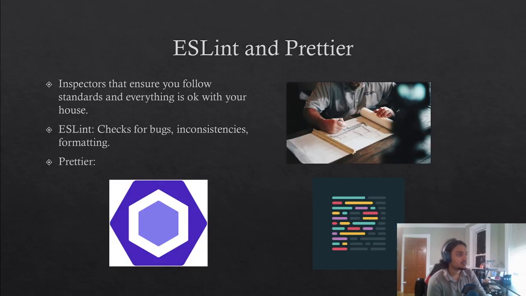ESLint and Prettier are also some modules that we used. It's like hiring inspectors that ensure that once your house is built, everything is up to standard. ESLint is that inspector that will check whether the wiring and fixtures are correct or not. Are there any inconsistencies? Some practices that are not standard. So it basically checks for bugs and formatting and inconsistencies in your code.